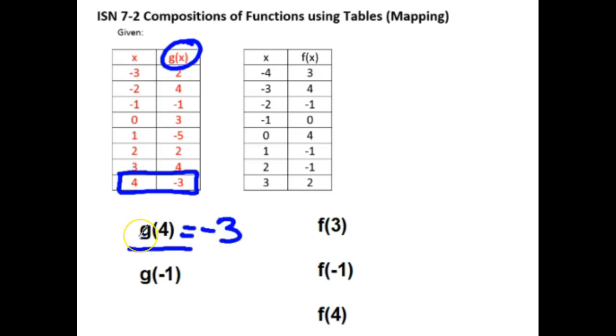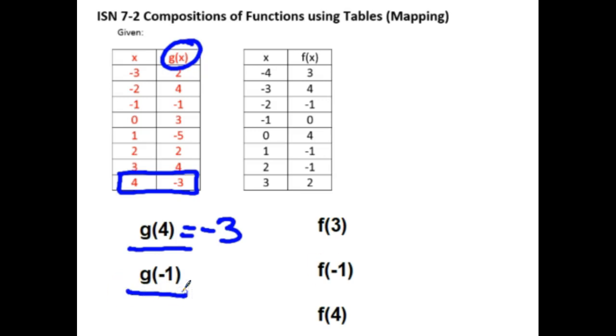This is the G table telling me to use this table. This is the X value of 4 in the table, and the Y value of -3 goes with it. That's how the function notation goes with the table. So what does this mean?